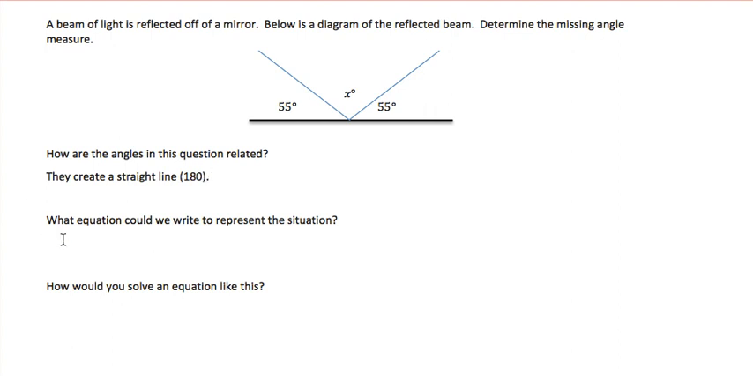So the equation that we would write is 55 plus x plus 55 is equal to 180. And then to solve that equation, we'll need to add the 55s together first. And this is, remember, addition, which is commutative. So we can add 55 and 55 first, which is 110 plus x equals 180. And then to solve it, we'll subtract 110 from both sides.